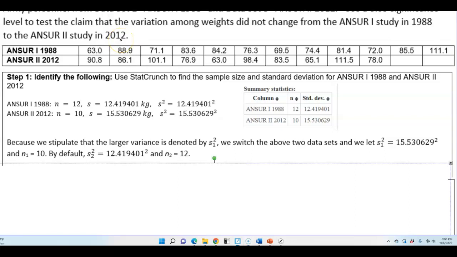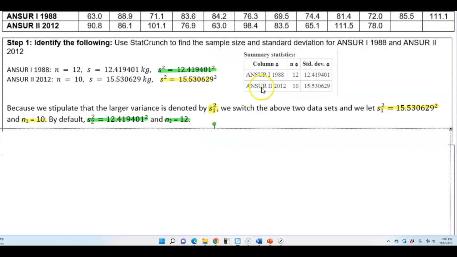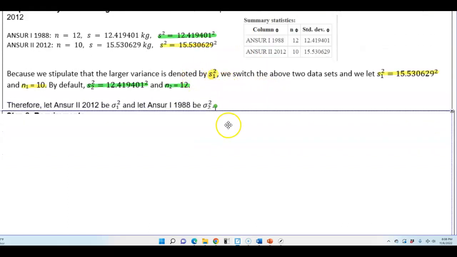So again, let's take a look at that. We know this represents the larger variance, so we call it s subscript 1, and sample size 1 is equal to 10. By default, this represents sample variance 2 with the sample size being 12. Okay, so that's the first thing we need to do. Therefore, answer 2, 2012, represents population variance 1, and answer 1, 1988, is population variance 2.